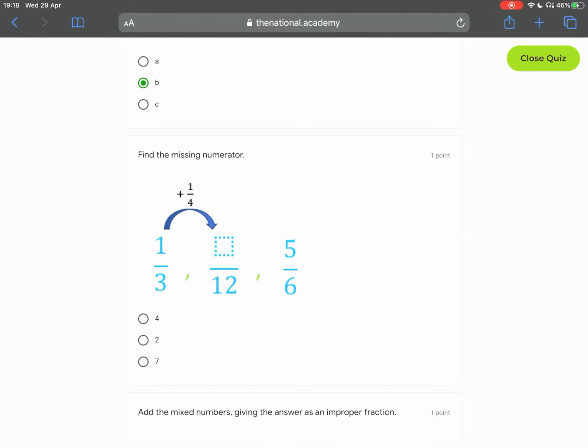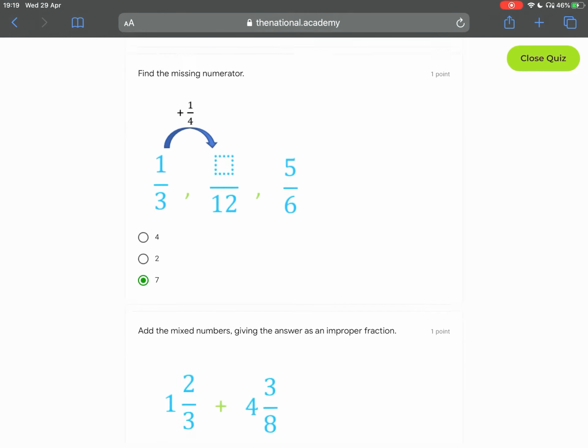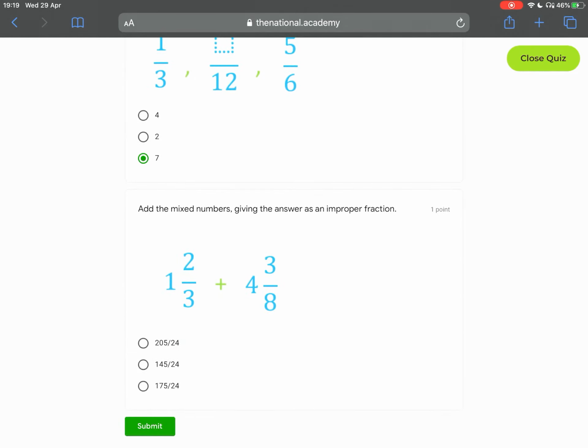And here you've got to find the missing numerator. So what you do here, you add a quarter. Oh yeah, sorry. So the answer here would be 7. And then here, add the mixed numbers.